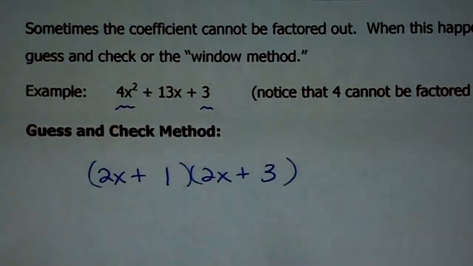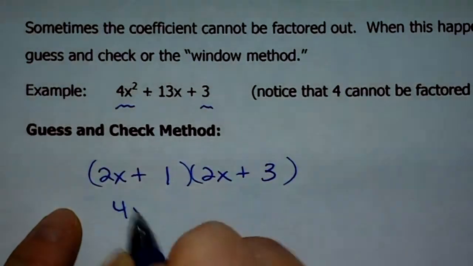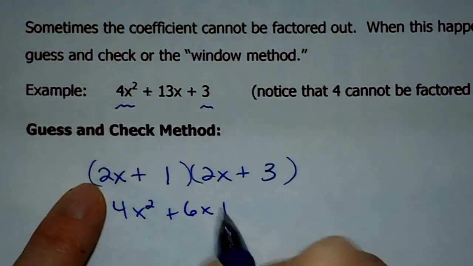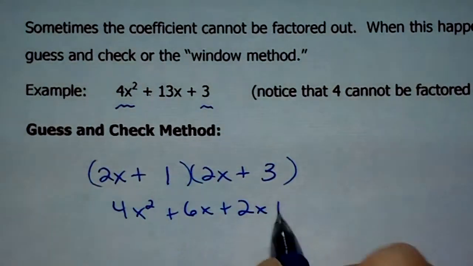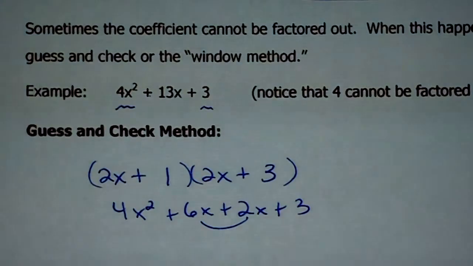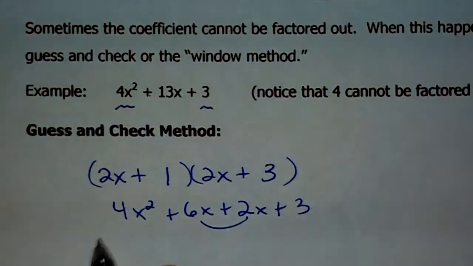Now the check part means I'm going to FOIL this and see if I get the original equation. So 2x times 2x is 4x squared. 2x times 3 is 6x. 2x times 1 is 2x. And 1 times 3 is 3. And when you put 6x and 2x together, do you get 13x? Nope, so that's wrong. So I'm going to guess again.